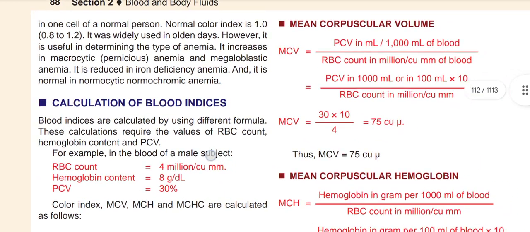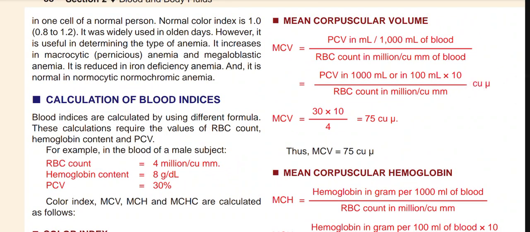Now, mean corpuscular volume or MCV. The packed cell volume in ml by 1000 ml of blood and RBC count in million per cubic mm of blood. Then packed cell volume in 1000 ml or in 100 ml into 10, by RBC count in million per cubic mm. Then it is 30 into 10 by 4, it is 75 cubic micron.